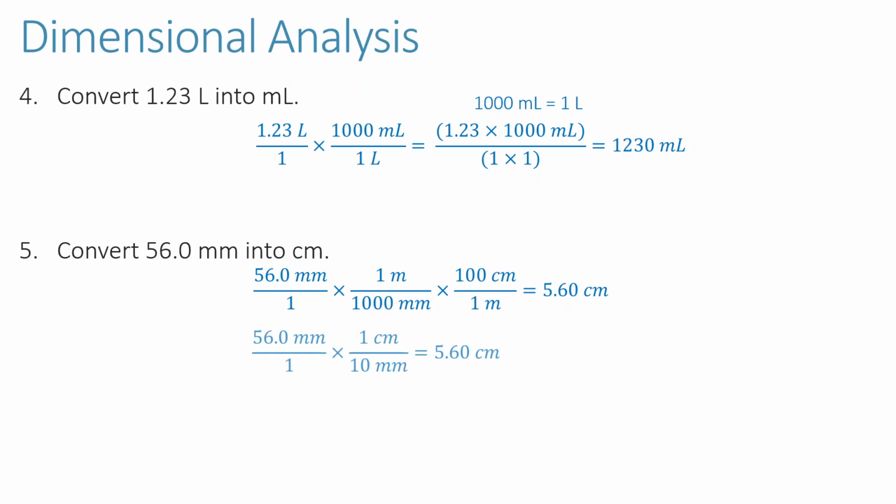Now I mentioned if you knew that there was 10 millimeters per centimeter, then you could have done this just in one step. If you didn't know that, you would have to do 2 steps. But either way here, mathematically, we end up with the same answer. And that's because 100 over 1,000 is just 1 over 10.